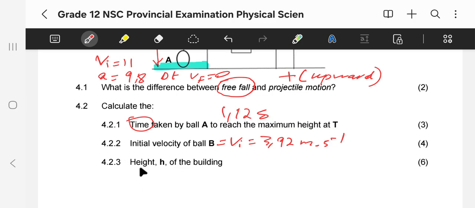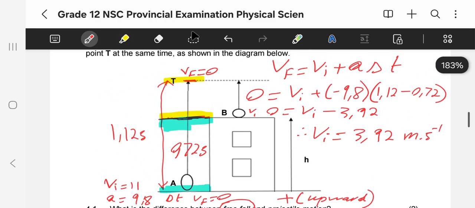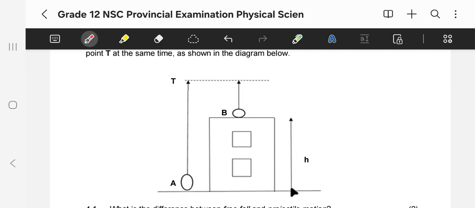4.2.3. They are saying we have to calculate the height h of the building. How are we going to do that one? Okay, let me just clear up my space here. All right guys, so the height we are looking for is this one here, the height of the building.